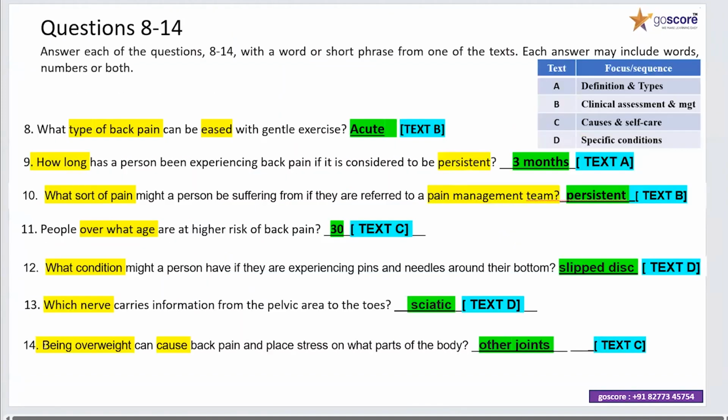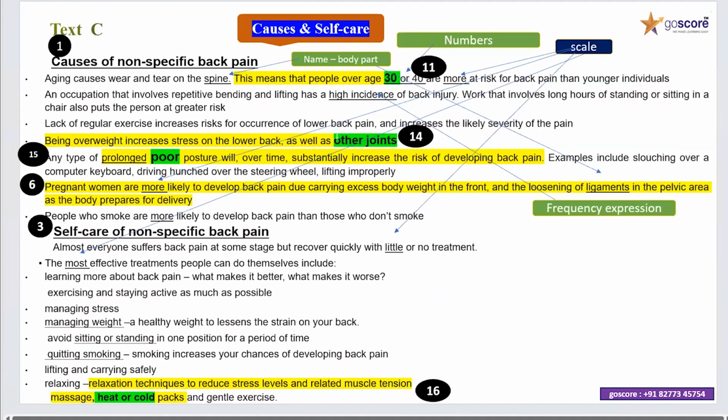Then 14th question. Being overweight can cause, again cause, back pain and place stress on what part of the body? So for causes, you have to search in text C. Here, being overweight increases stress on the lower back as well as other joints. So the part is other joints. Okay, so your answer is other joints.